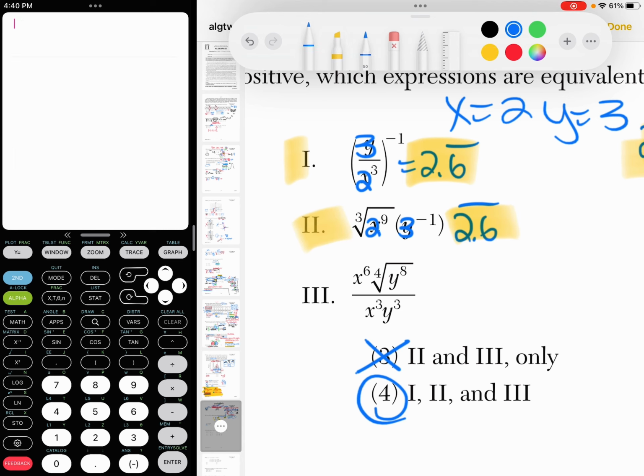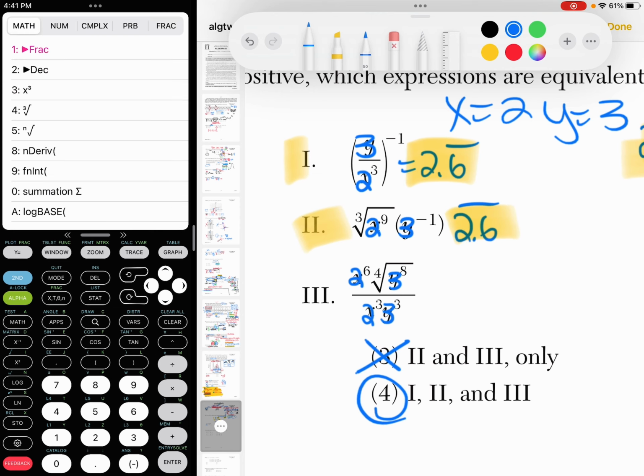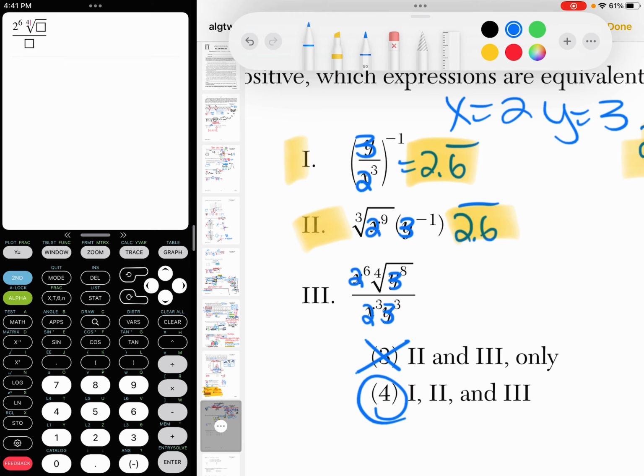And then the last one, a little bit harder to type in, but I have, remember, 2 is x. I'm going to put 2's here, 3's here. So I have 2 to the 6th. To get a 4th root on the 83 calculator, you have to hit the 4 first. For my 84 calculator people, you hit math and go down to the one that says the nth root, and then you can plug that number into the root after. 3 to the 8th over 2 to the third, to the third, and 3 to the third. And I get that same number, 2.6 repeating.